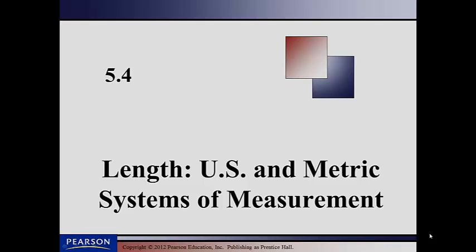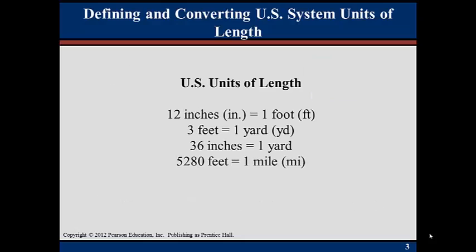Now we're in chapter 5.4 and we're going to be looking at converting units of length in the US system as well as the metric system. The US units of length are the following. We have 12 inches, the same as 1 foot; 3 feet is the same as a yard; 36 inches gives us a yard; and then 5,280 feet gives us a mile.